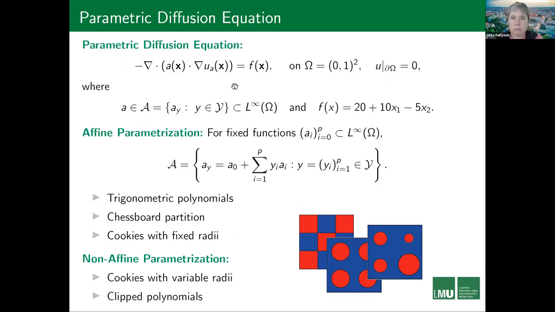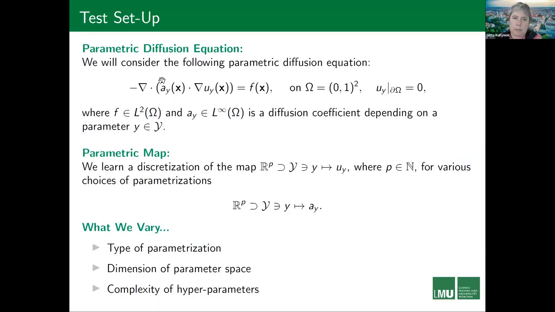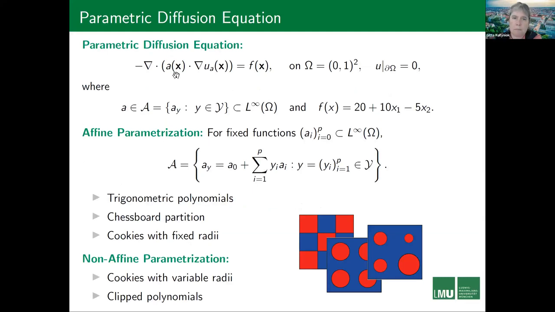Okay, so a bit more detailed. Again, that's our parametric diffusion equation. So now this a is our parameter. Here we now define this as a. So the a is something in the set A, so that would be these a_y. The right-hand side is this function, and the parameterization will have different forms. So these parameterizations, these a_y, will be of that form.